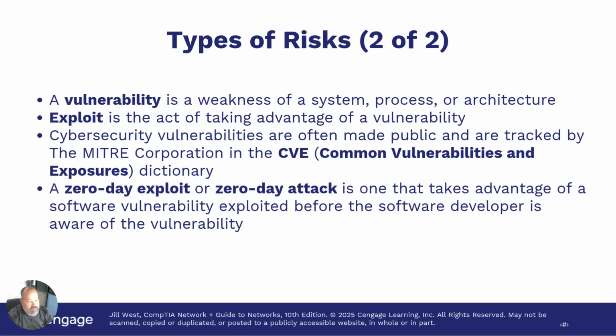A vulnerability is basically a weakness in your system. Think of it like leaving your window open when you're on vacation. An exploit is when someone actually climbs through the window. The MITRE Corporation keeps track of all these vulnerabilities in their CVE dictionary, which is like a phone book of all the ways your system can be broken into. And then there's the scariest one, which is called a zero-day exploit. This is when hackers find a vulnerability and start using it before the software developer even knows that it exists. It's like someone finding a secret door to your house that even you didn't know was there.